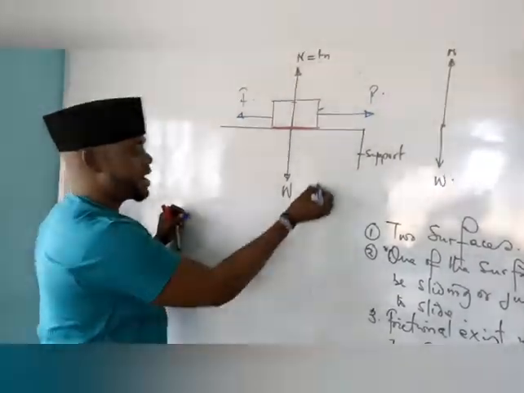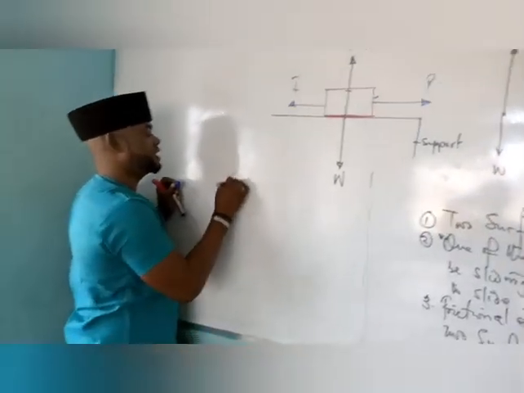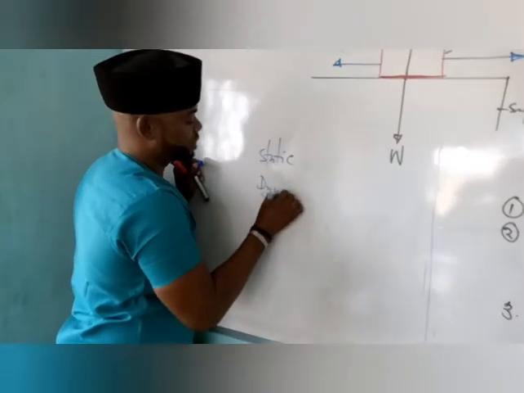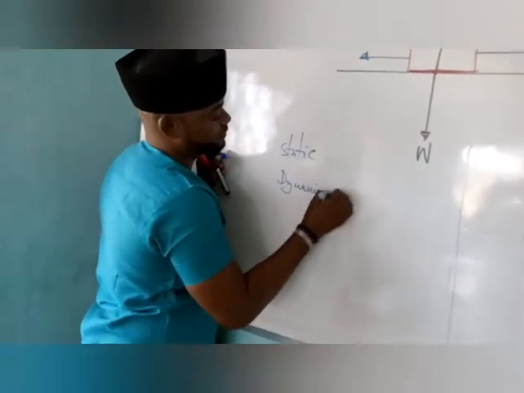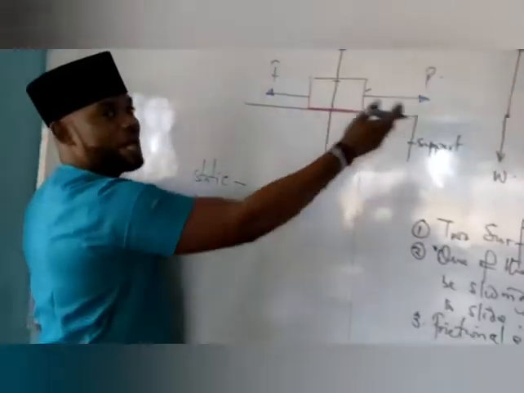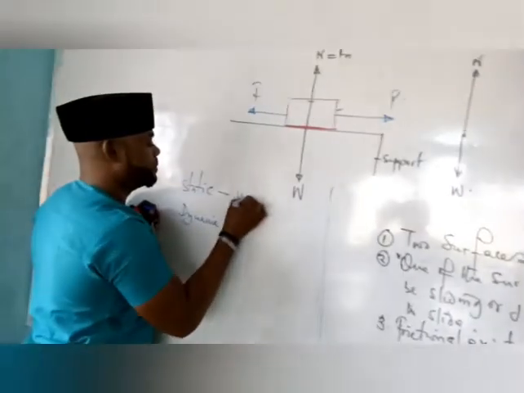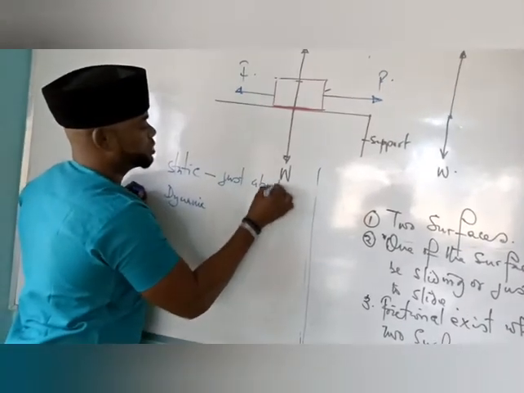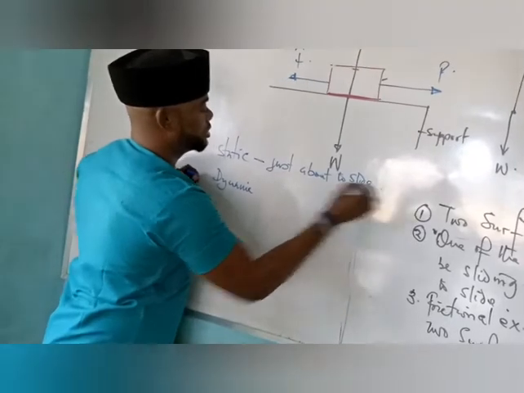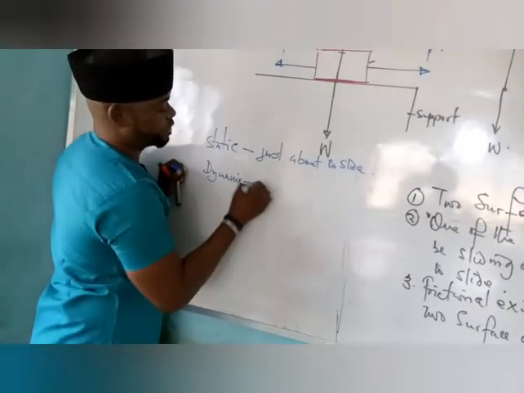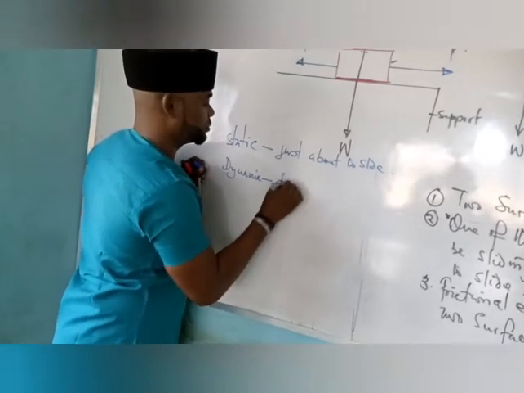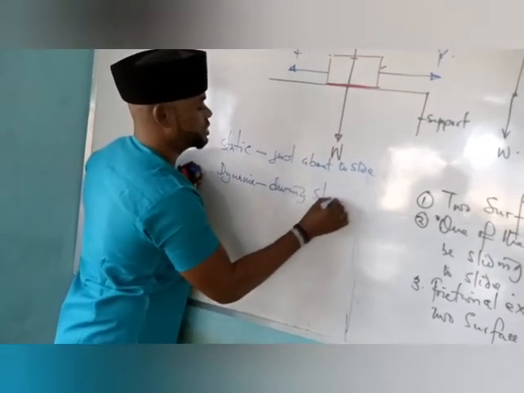However, I want to describe two types of friction. We have static friction, and then we have dynamic friction. Static friction exists when this block is just about to slide, whereas dynamic friction exists during sliding.